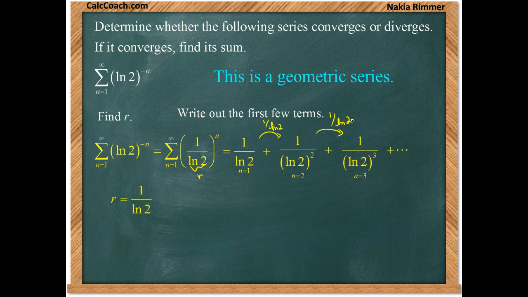Great. Now the question becomes whether this is greater than or less than 1 in absolute value. Because when it's less than 1 in absolute value, then the series will converge. But when it's greater than 1 in absolute value, the series will diverge. And so it boils down to comparing the numerator to the denominator. Our numerator is 1. Our denominator is the natural log of 2. We have to figure out who's larger without a calculator.